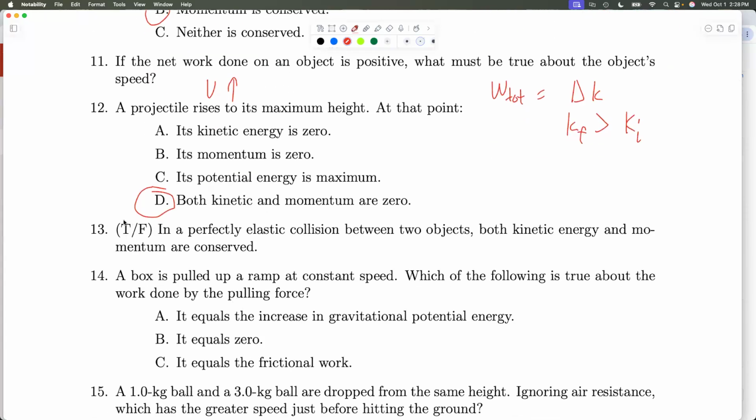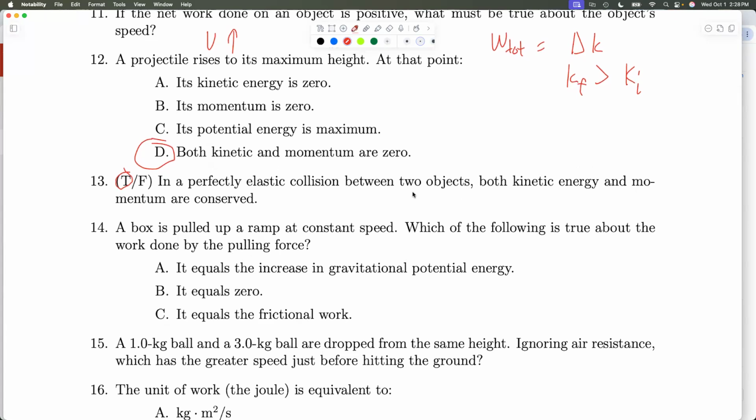This is a true statement. That's the definition of perfectly elastic. Kinetic energy and momentum are conserved. Momentum's always conserved. Kinetic energy is conserved in perfectly elastic collisions.